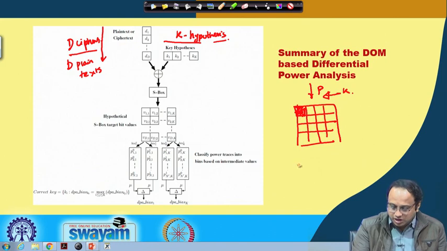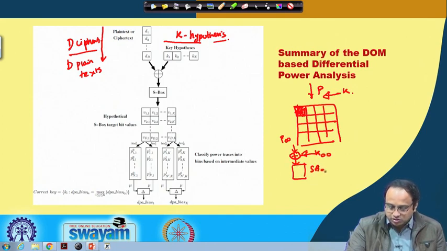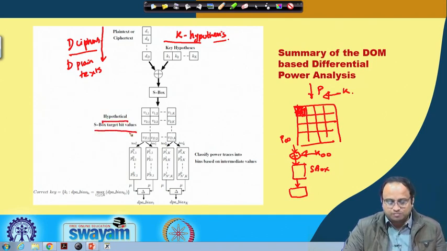If you target this S box, then suppose I guess the P00, which is one byte of the plain text, I XOR it with my secret key, say K00, and then I apply my S box. This S box will produce again an 8-bit output. And these are essentially what are called the hypothetical S box target bit values.